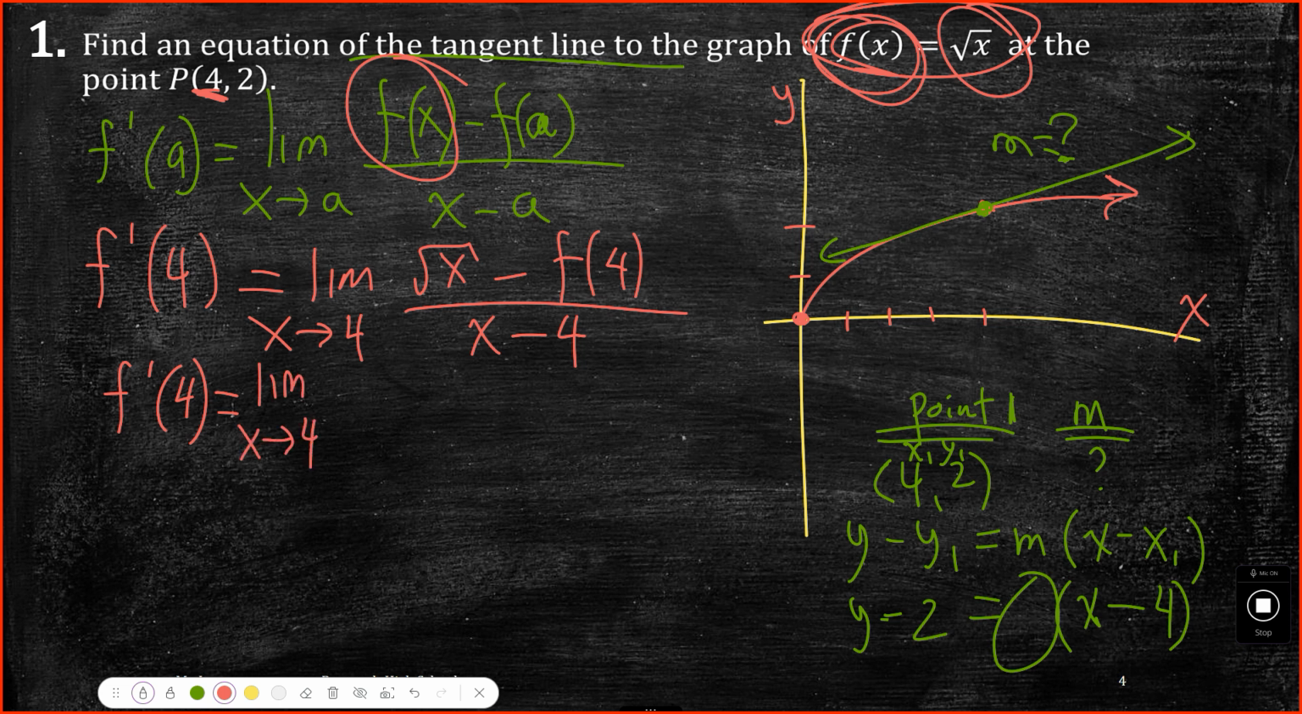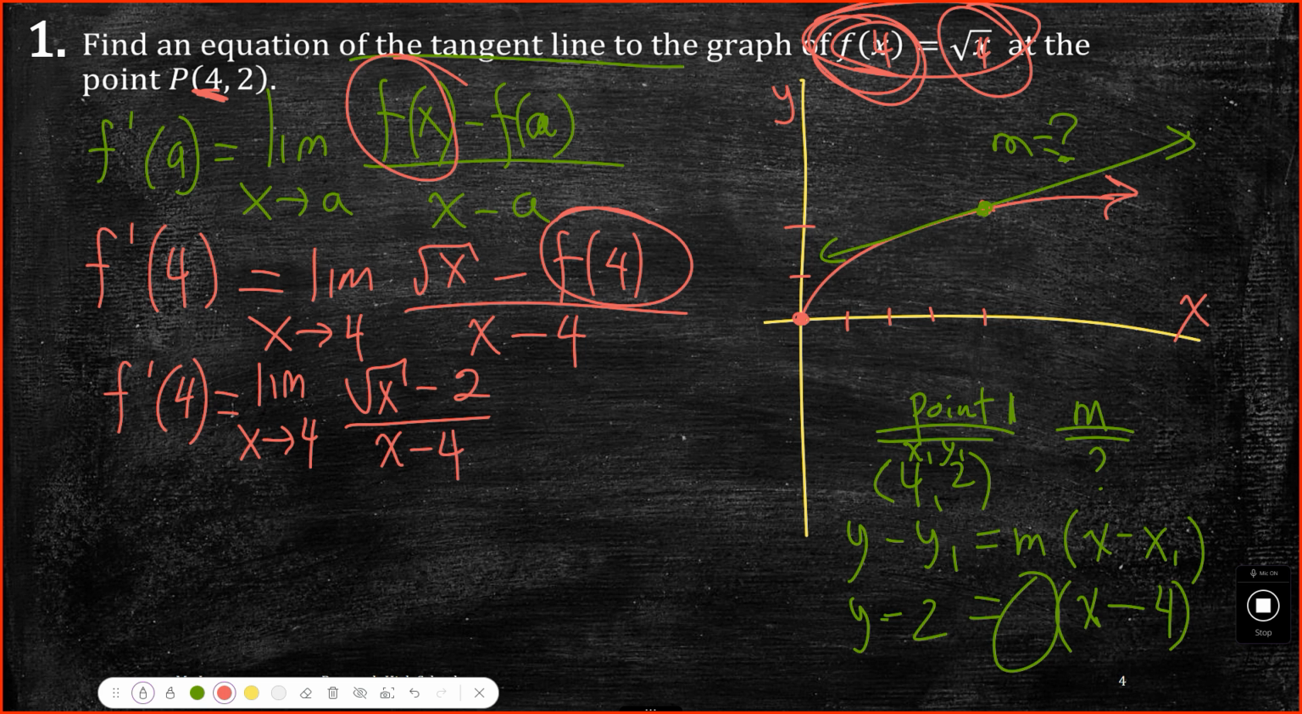So f prime at 4 is going to equal the limit as x approaches 4 of the square root of x minus f of 4. What is f of 4? The square root of 4 is 2. So we have the square root of x minus 2 at the top, and x minus 4 at the bottom. You remember from limits, in a quotient, if we plug in x equals 4, then 4 minus 4 is 0, and you can't have a 0 at the bottom. We have to get around that problem.